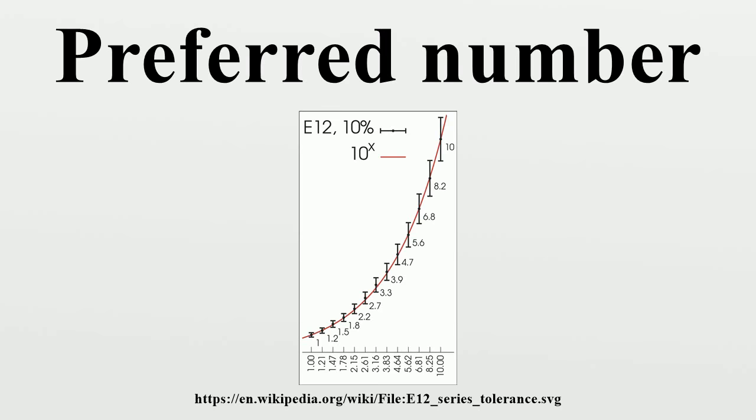1, 2, 4, 8, 16, 32, 64, 128, 256, 512, 1024. Where a finer grading is needed, additional preferred numbers are obtained by multiplying a power of 2 with a small odd integer.